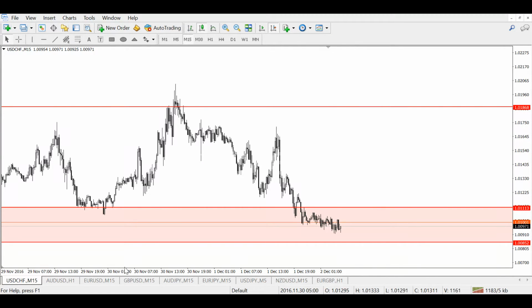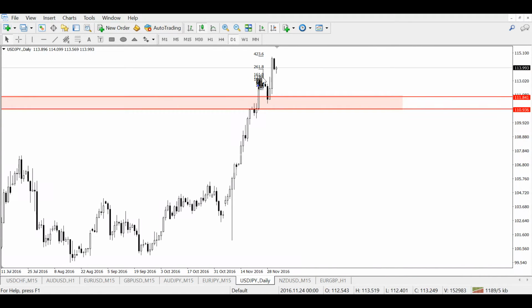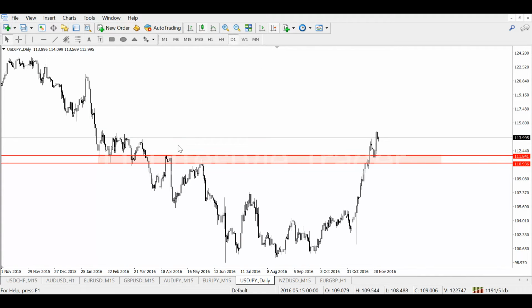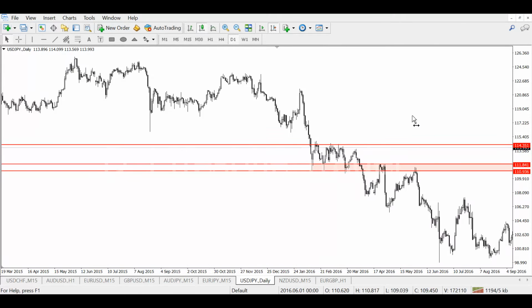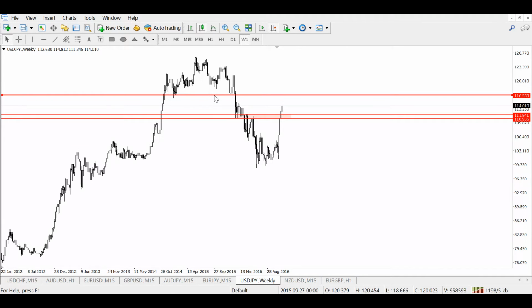And maybe just the last one, dollar against the Japanese yen. Now dollar against Japanese yen as well, I am looking for further appreciation, because not long ago it just broke above another major resistance zone. Right now, the main level I'm looking for is right here. This is the major resistance level, 116.68.